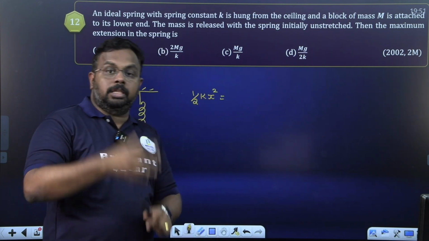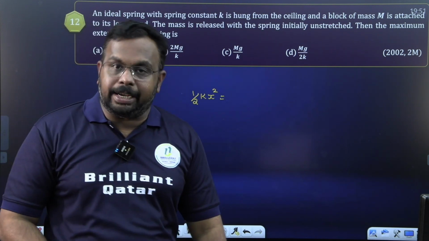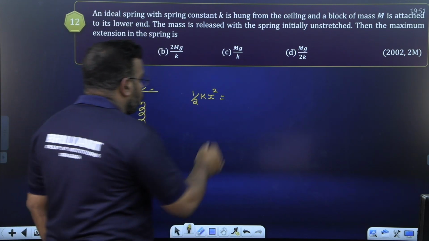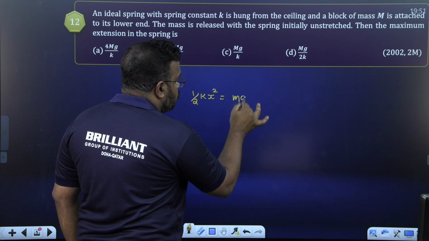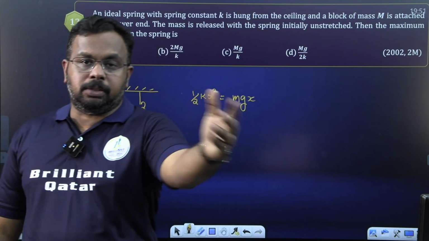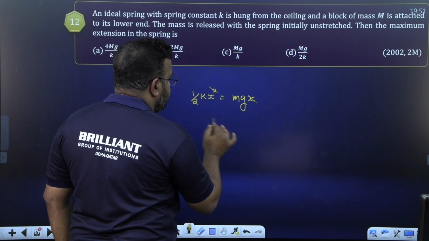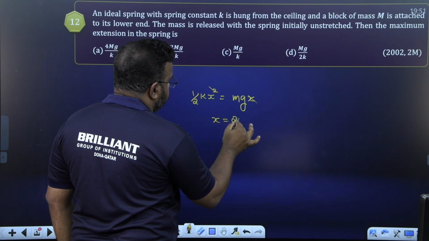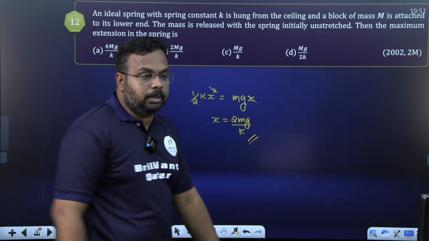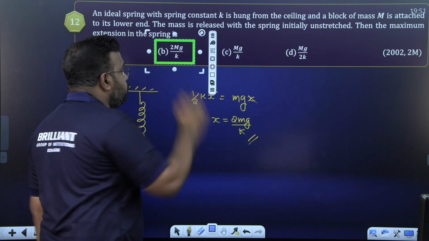By that time, this mass will move down for a distance how much? x. So the loss of potential energy will be mgx. So mgx energy will be lost by it, because you know the formula for potential energy is mgh. So loss in potential energy is equal to gain in energy of the spring. So this is the logic. Now it's easy. One x will be cancelled. x is equal to 2mg by k. Yes. Option B is the right answer.